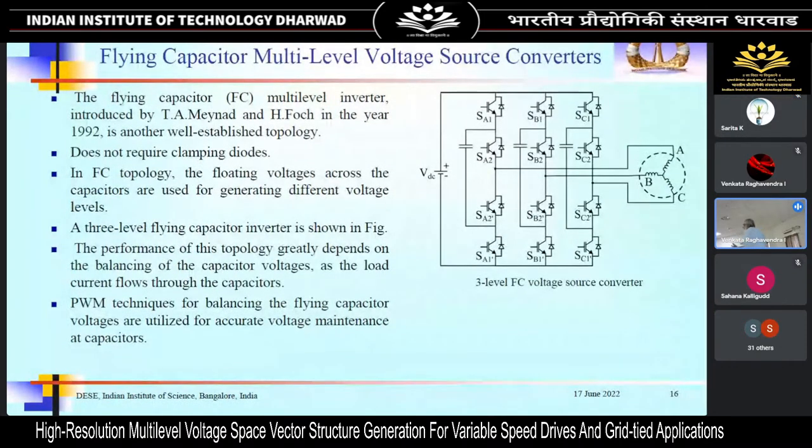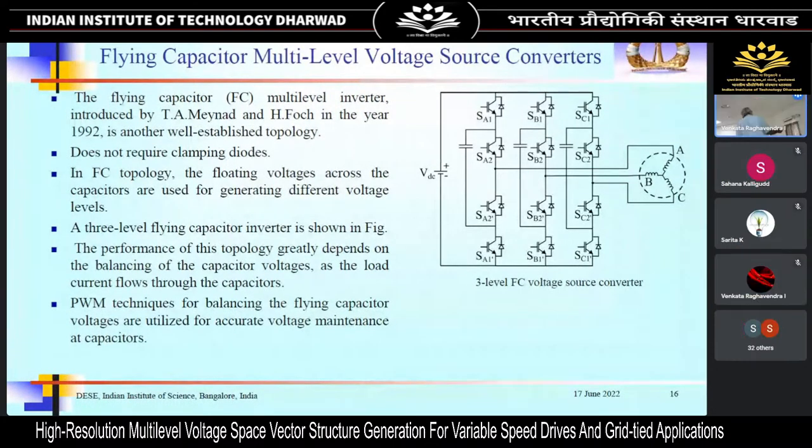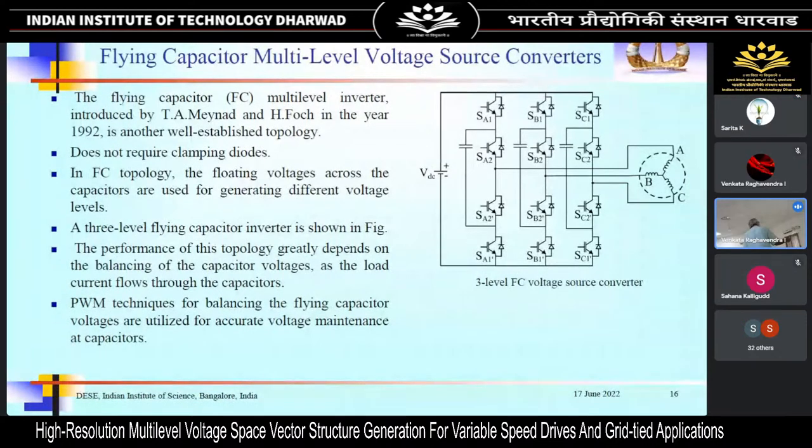So there are many variants of this topology. This is called the flying capacitor topology. This is also 3 level. One DC link, these are capacitors charged to VDC by 2 voltage. 3 level means, see, either this one is 0, or you go this way, then you'll get VDC by 2. If the current is in this direction, as it goes, the capacitor will discharge. Correct? So the capacitor has to be charged.